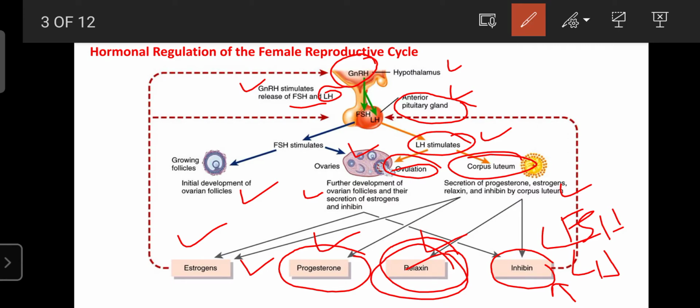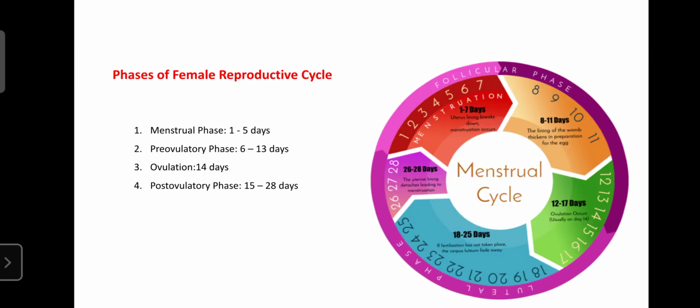Both events, or both cycles, occur under the influence of changes in the concentrations of estrogen, progesterone, relaxin, as well as inhibin. Now we can discuss the phases of the female reproductive cycle. The female reproductive cycle mainly consists of 4 phases. The cycle is a combination of the ovarian and uterine cycles, that is, the various hormonal changes or regulations of the changes in the ovaries as well as the uterus. So that is the combined events.